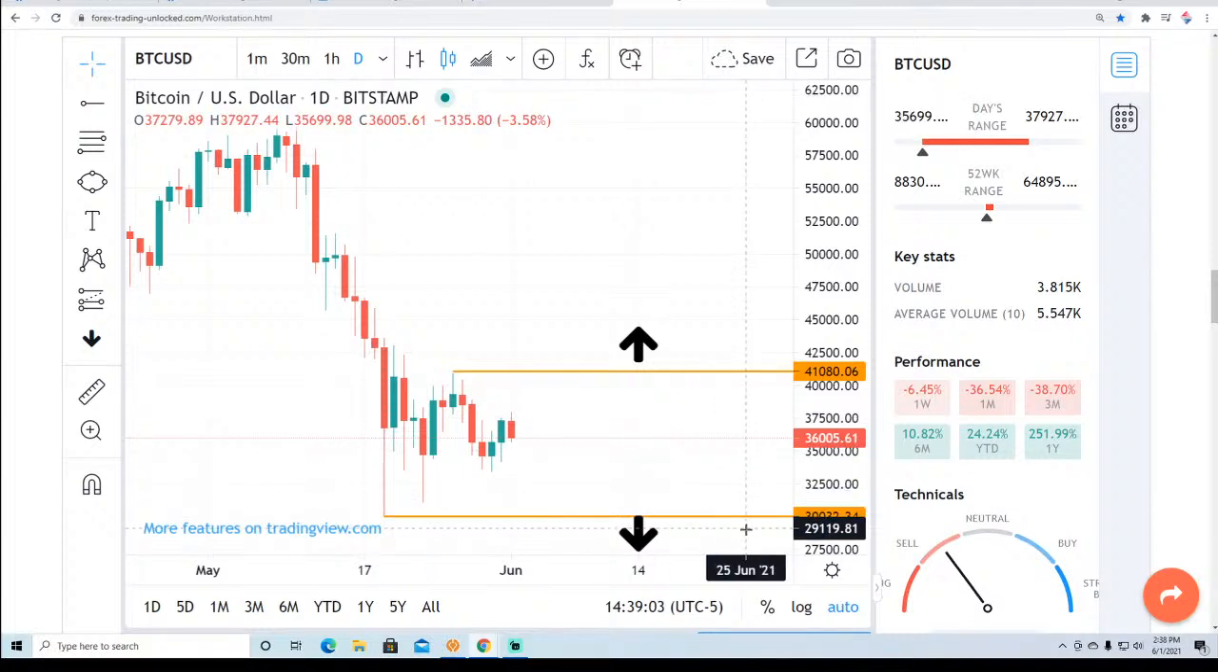Basically 30,000. It's kind of crazy when you think about this range here. You have an $11,000 range for where you're looking for a neutral range trade here. So for Bitcoin, obviously we are rather neutral right now to bearish.